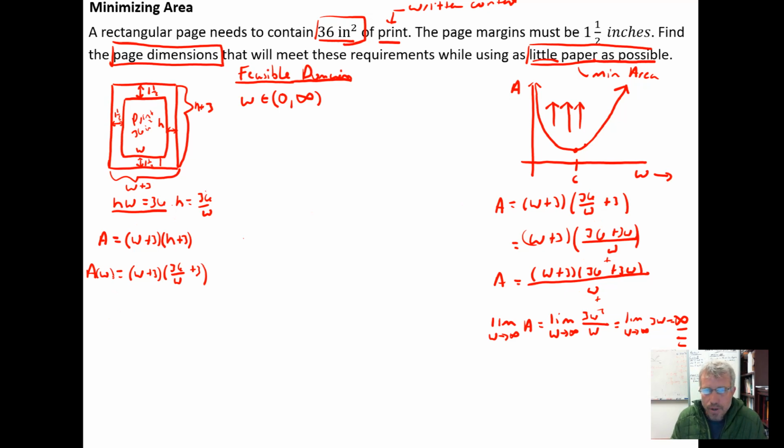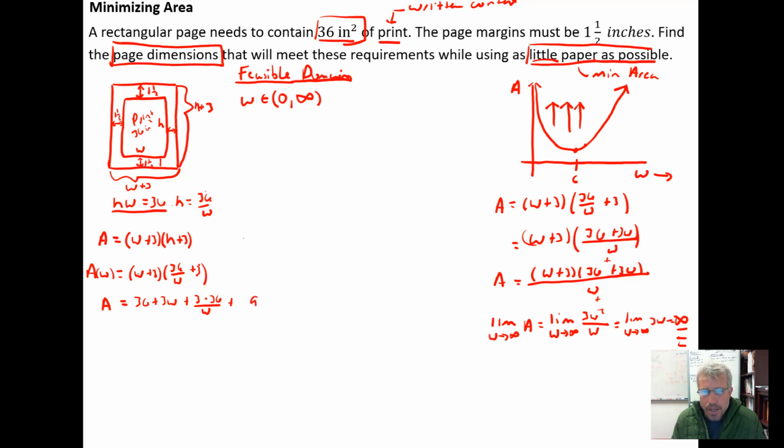So here's the area function. We're going to need to find the critical numbers for this area function. So we're going to have to take its derivative. So it's probably going to make sense to multiply these two guys out. So w times 36/w is just 36. W times 3 is 3w, plus 3 times 36 over w is just 3 times 36 over w. I'm not going to worry about multiplying those out. Plus, and I get 3 times 3 is 9.